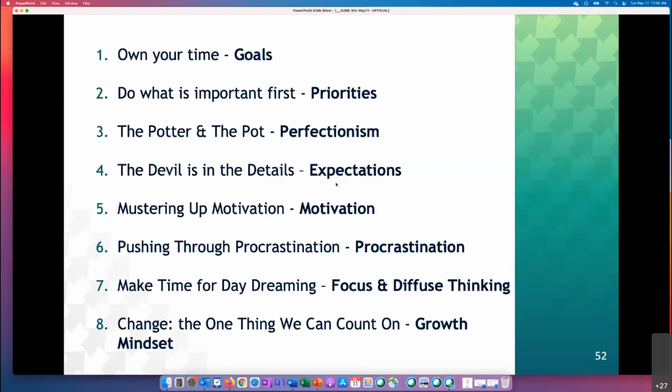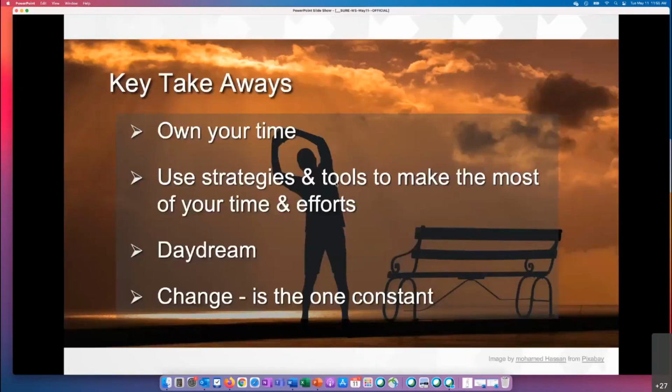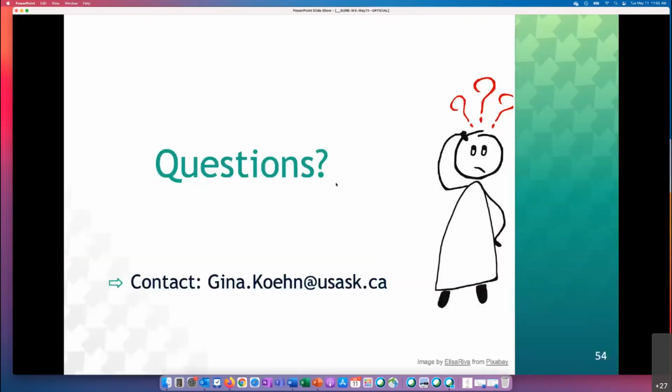Okay. Some of the main takeaways: own your time. It's yours, something you could do with. Use some of the strategies and tools, try them. They may not all work. You need to stick with one for a while. Daydream. And know that change, I guess, failure, challenges is good. That concludes the information part that I have, and I'll open it up to questions.